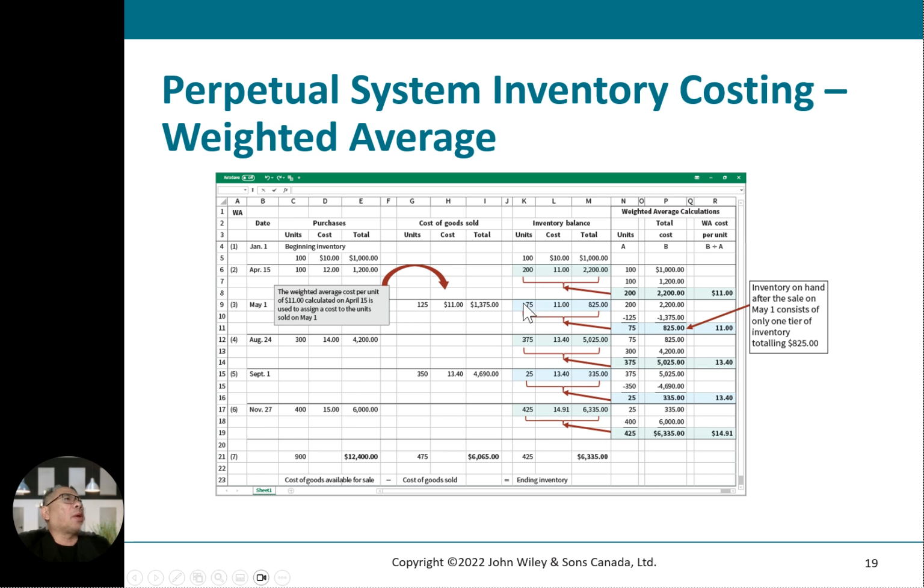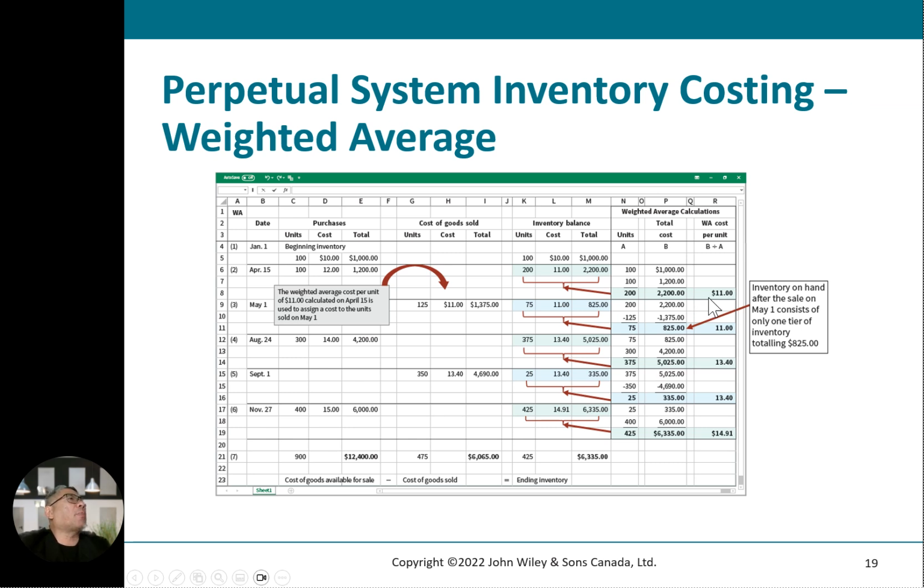CGS 125, remaining 75. Then you add another 300 here. The total becomes 375 based on the weighted average. So the average cost will be 13.42. And then you sold and CGS is 350. Where is it coming from? The 13.4 is based on the weighted average here. Okay, guys, that's how you calculate 13.4.